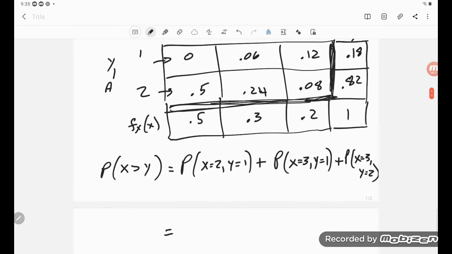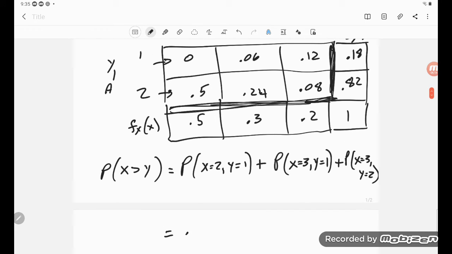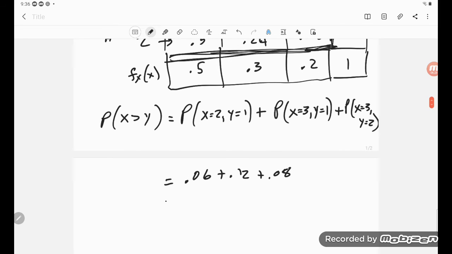We can look those up. X is 2, y is 1, that's 0.06. X is 3, y is 1, that's 0.12. And 3, 2, that's 0.08. And so that probability is 0.26. Is that what they have? Oh, I looked at the wrong example. Sorry. They didn't ask for that. But if they did, that's what we would get, 0.26.